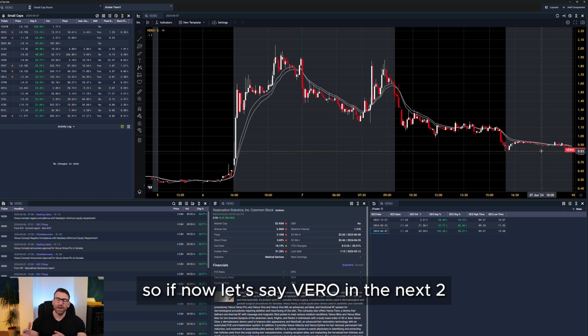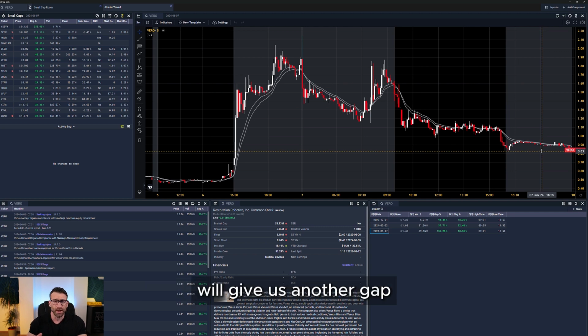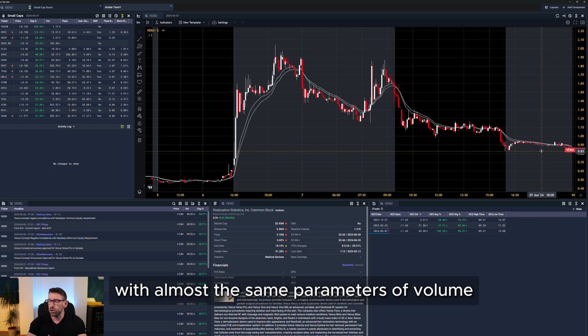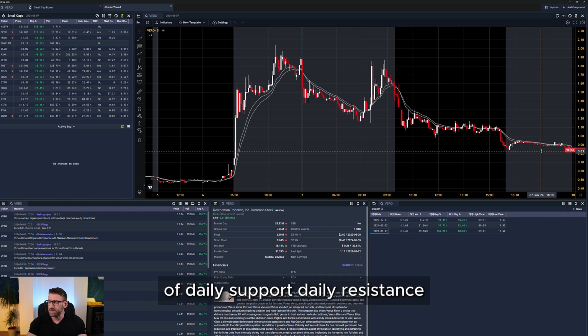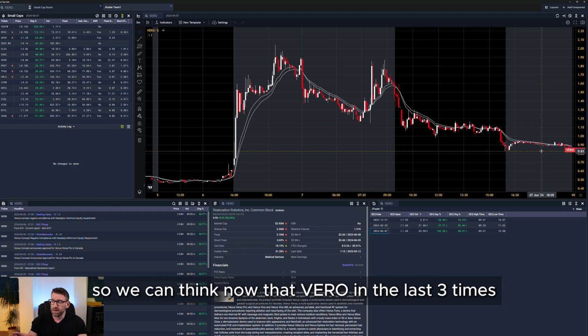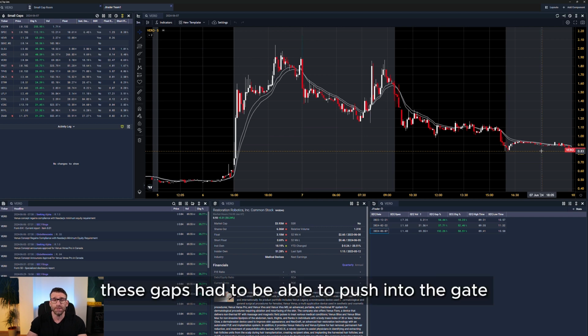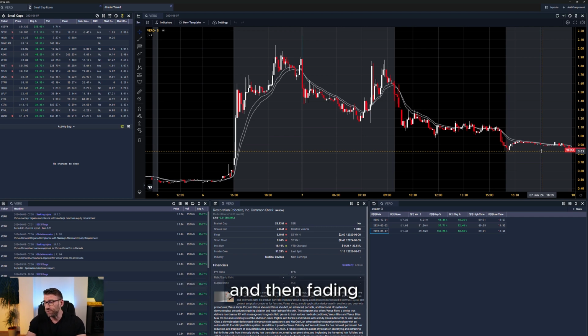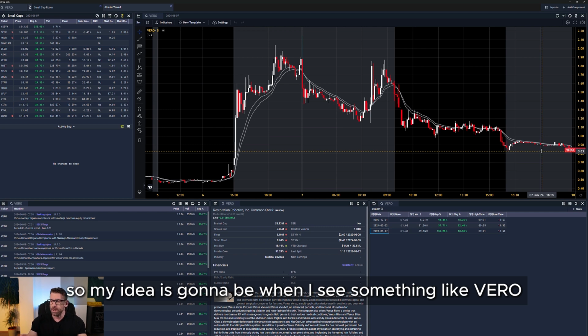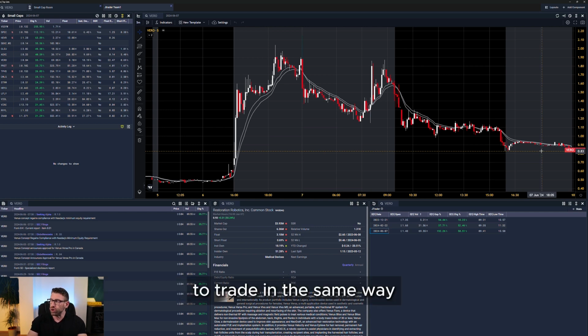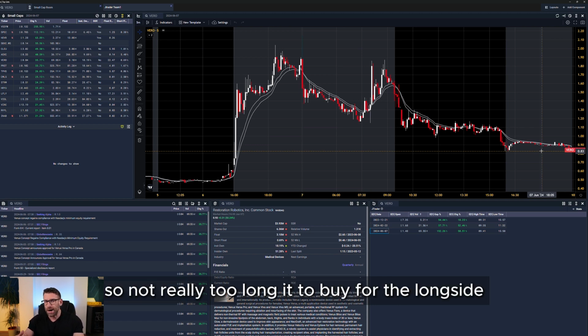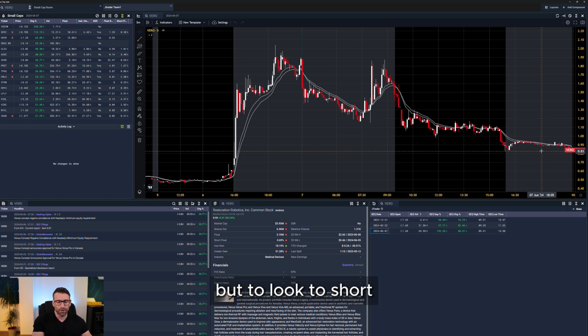So if now, let's say Vero, in the next 2, 3, 4 months, will give us another gap with almost the same parameters of volume, of daily support, daily resistance, we can expect a behavior like this. So we can think now that Vero, in the last 5 years, had 3 gaps. These gaps had a behavior of pushing at the gate and then fading. So my idea, when I see something like Vero, is to trade in the same way: not really to buy it for the long side, but to look to short.